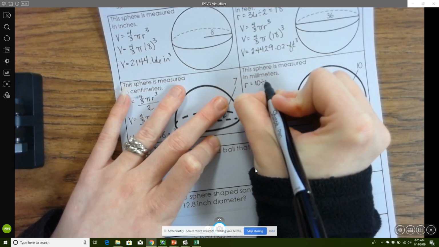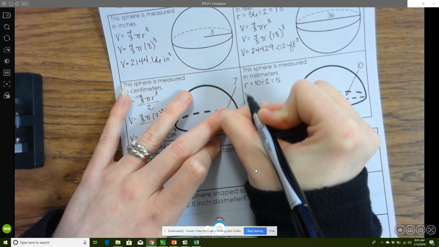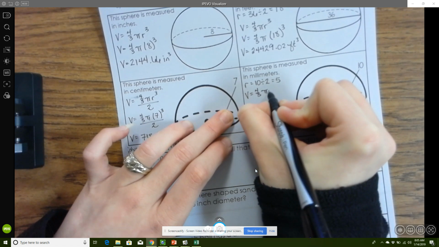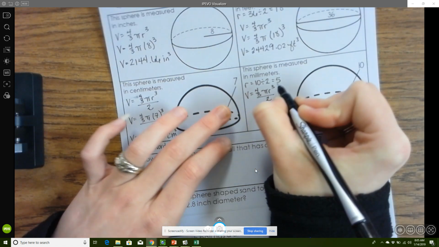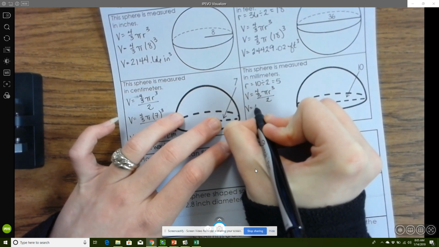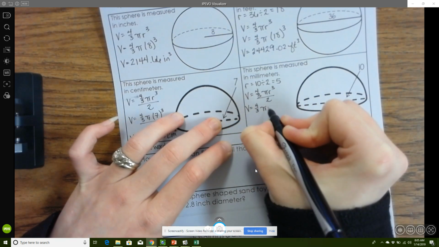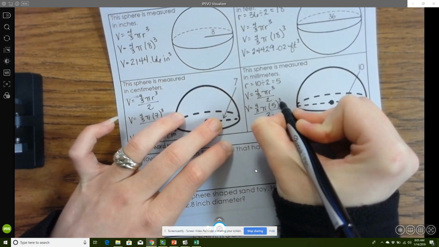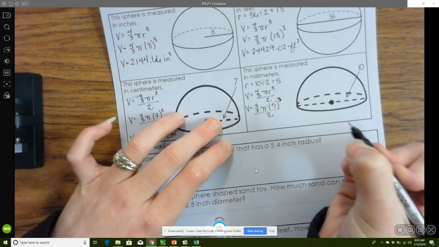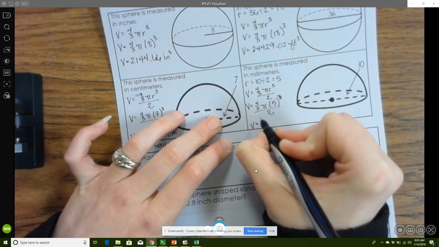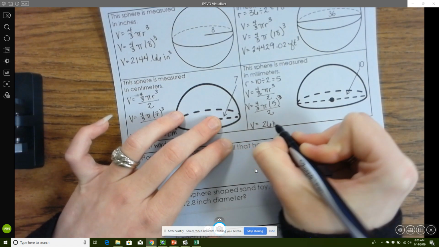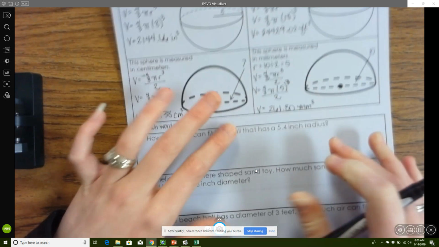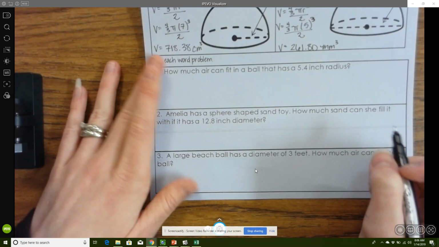So to get the radius, I have to divide by 2. So the same formula that we used on the last one, and that is a 3. And so your volume here would be 261.80 millimeters cubed.